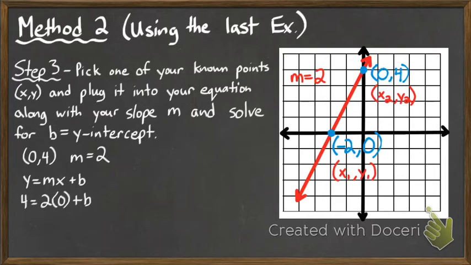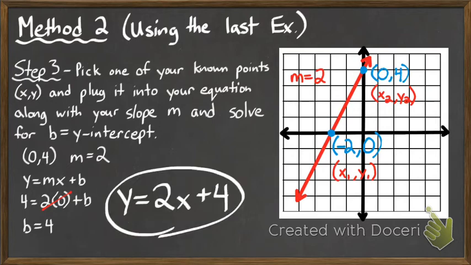So we get 4 equals 2 times 0 plus b. Now 2 times 0 goes away, so all we're left with is b equals 4. That tells us where it crosses the y-axis. When we plug this back in with all of our values, we know our slope m equals 2, and we know our y-intercept b equals 4. We now have our linear equation, y equals 2x plus 4. This is another way you can do it, but it just depends on your preference or what the question is specifically asking you.